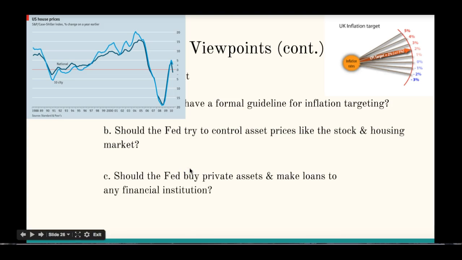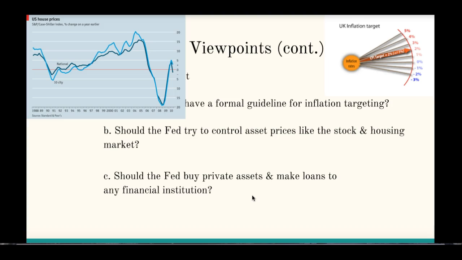So the last thing is that should the Fed buy private assets and make loans to any financial institution? This was a solution that the Fed came up with in 2008 because they were in the liquidity trap where the interest rate was already up against the zero bound. They could not drop interest rates any lower, so they were trying to be creative. So they bought some private assets, meaning they bought some stock in individual banks, and they made loans to financial institutions that were not banks, so some hedge funds, for example. And some people said yes, they needed to do that because they were against the liquidity trap.